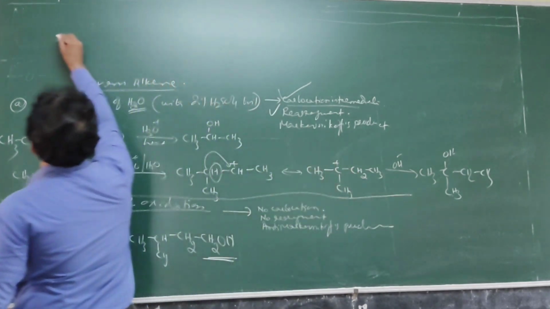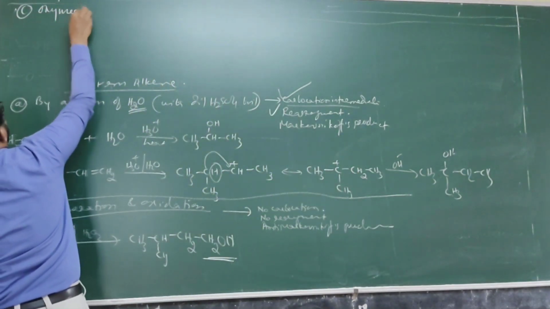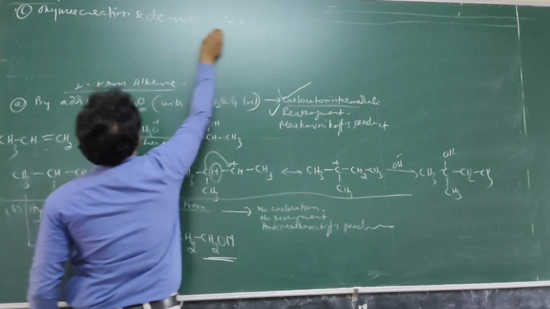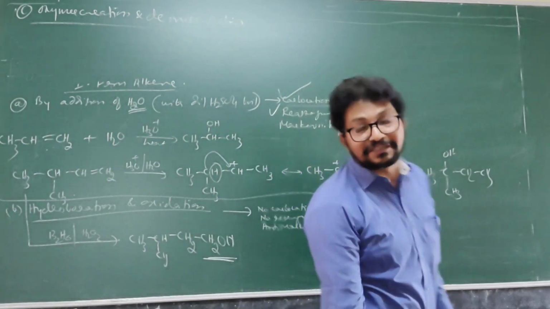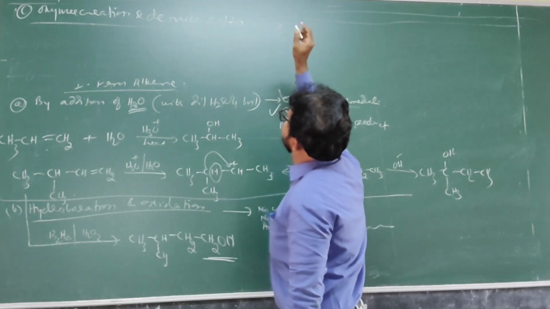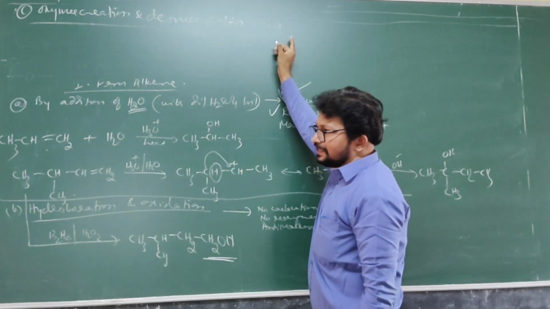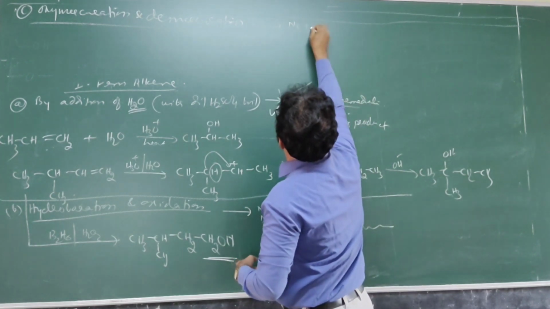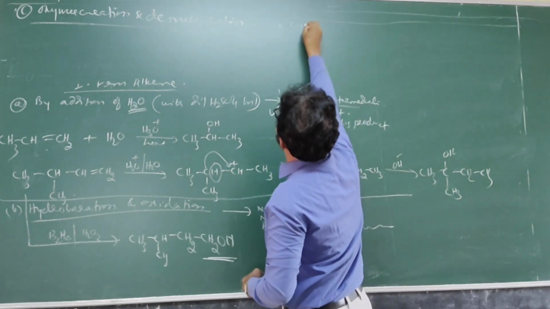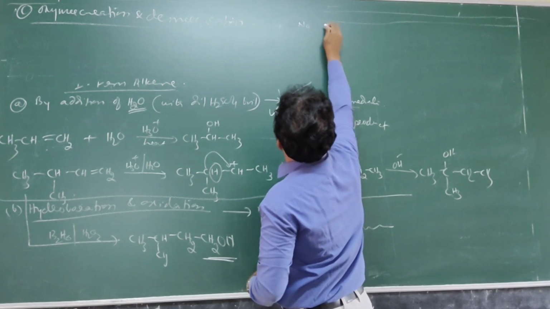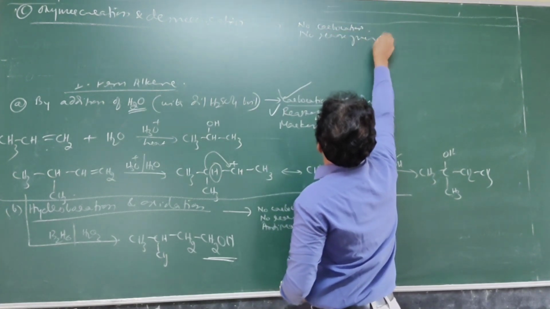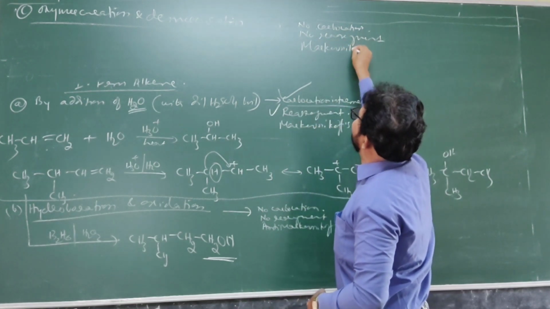By addition, I call this C: oxymercuration and demercuration. Only mid students concentrate on this. Oxymercuration and demercuration are not there in your textbook. See, what will happen is, the product has no carbocation intermediate, no rearrangement. But remember, Markovnikov product.